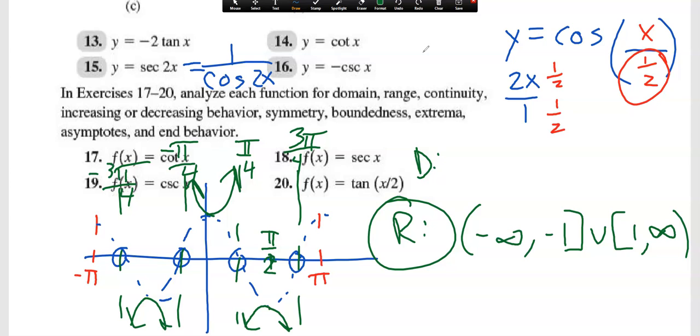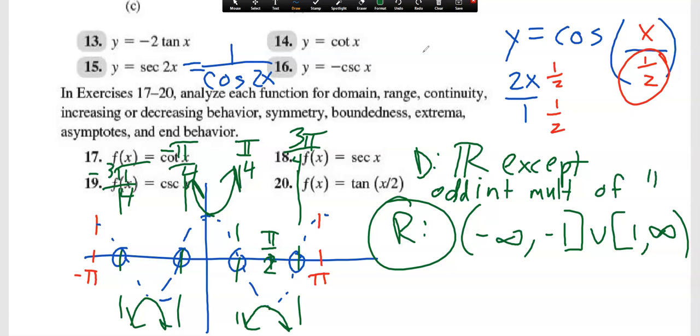It changed my domain, right? All reals except what? Got to be careful here. So we would have, I will let you get away with integer or odd integer multiples of pi over 4, because if I try to write out the technical math definition of that one, you might get lost.